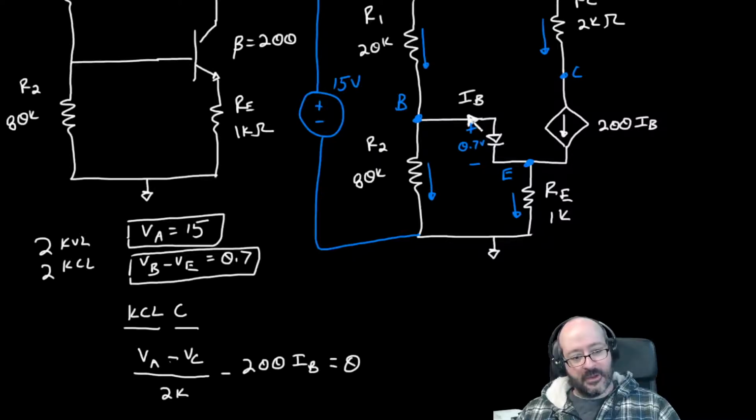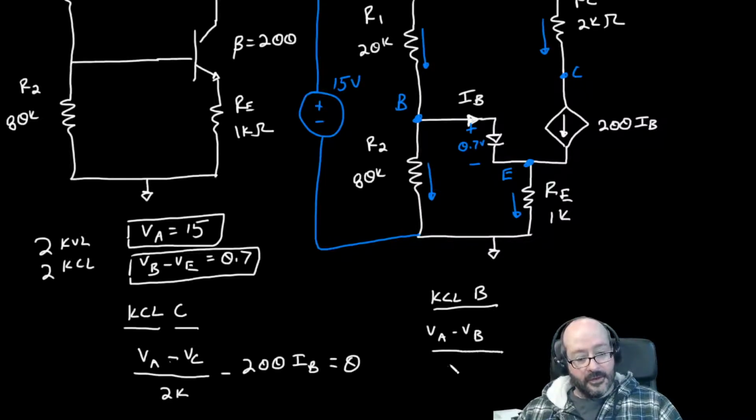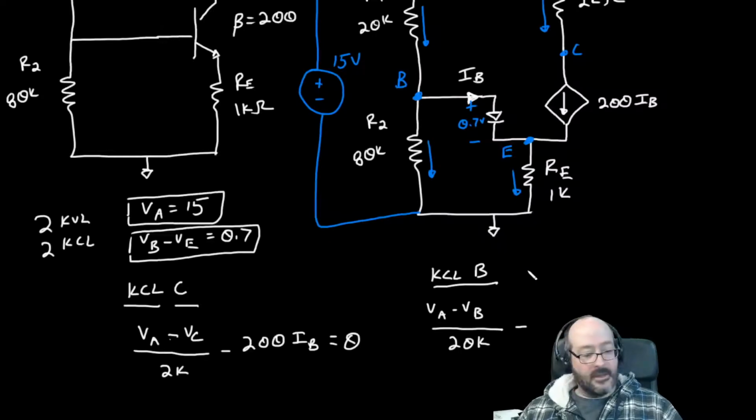So if I want to find this current, it is part of the KCL for B, right? So now I might reconsider writing that KCL for B because I want to find that current. I have this current going in, so it's VA minus VB over 20K. This current's leaving, so it's minus VB minus 0 over 80K. And IB is leaving, so it's minus IB.